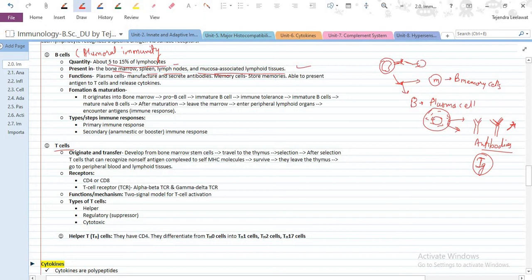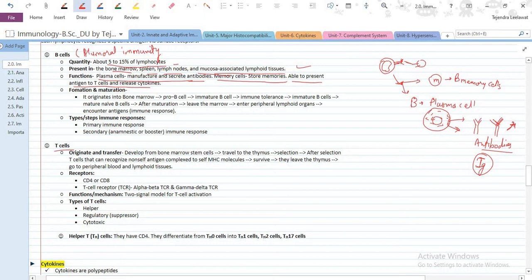So the functions of this B cell: the plasma cell produces or manufactures the antibody and then secretes it. In the case of the memory cell, it stores some memory, and these B cells are also able to present antigens to the T cell, and the signal for the release of cytokines to the T cells is given by the B cells.